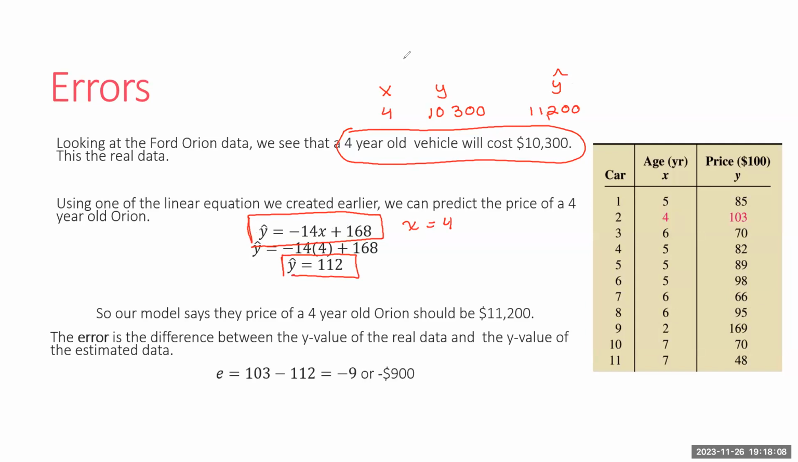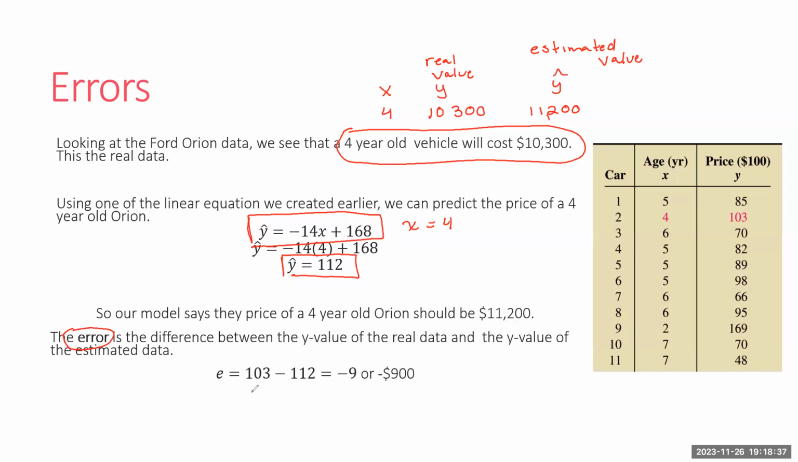So what we have here is the real value, and this is my estimated value. It's the difference between these that we want to minimize. Our model says, once again, the price of a 4-year-old Orion is $11,200. What we call the error is the difference between the Y value of the real data and the Y value of the estimated data.